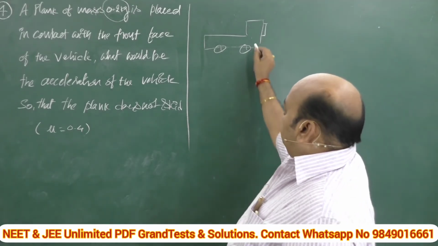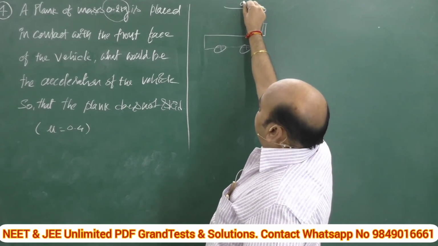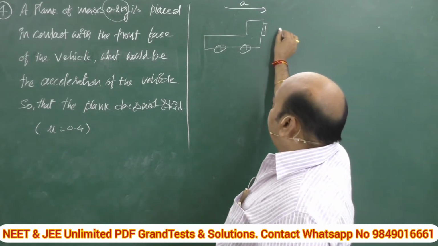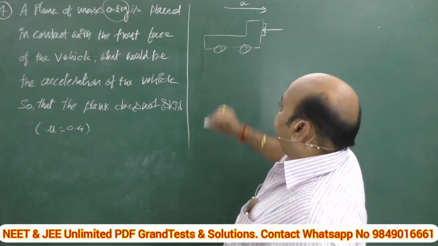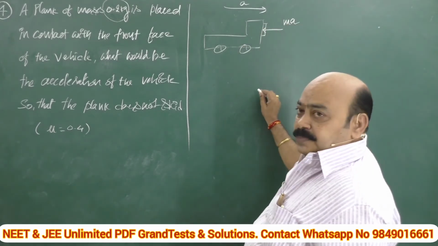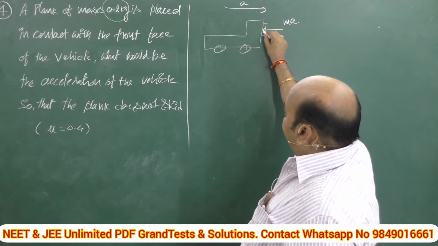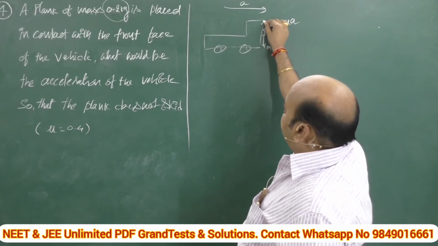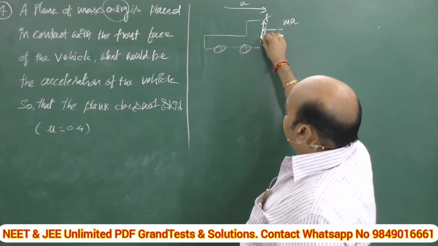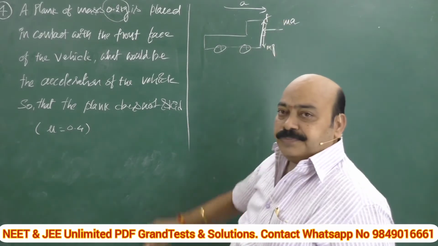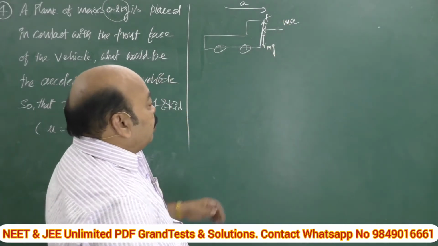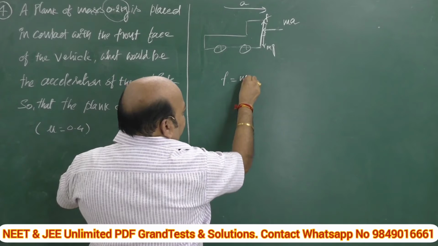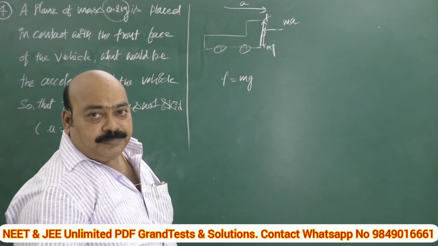General mechanics: when this truck is accelerating with an acceleration a, a pseudo force will act on this plank which presses it against the vehicle, nothing but ma. Now, the weight of the plank, mg, will act vertically downward, whereas the frictional force will act in the upward direction. This is the direction of the frictional force. This acts in the upward direction. For balancing purposes, I will choose the upward and downward forces, which are nothing but F is equal to mg. Fine.